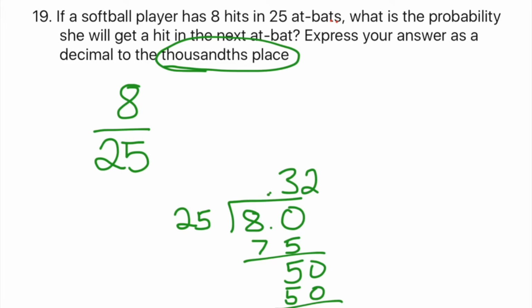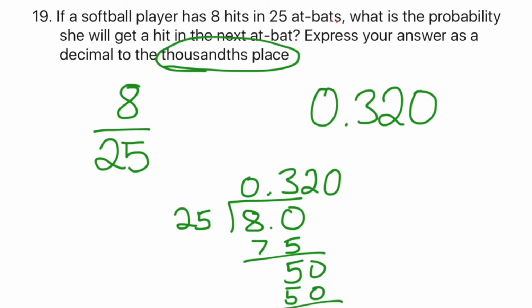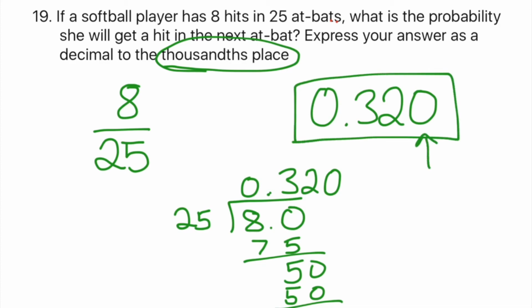However, notice that it says express your answer as a decimal to the thousands place. So right now I only have my answer to the hundreds place, but I know the next one will just be 0, but I want to make sure I include that so that I show what my thousands place is. So even though it's a 0, I still have that thousands place in there.